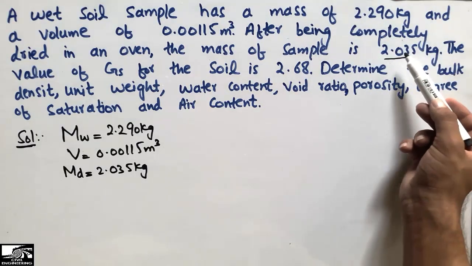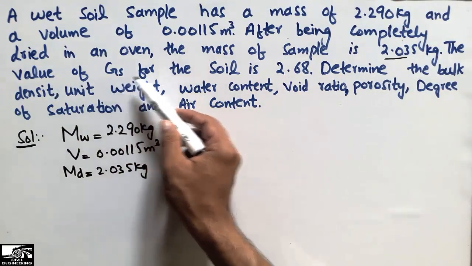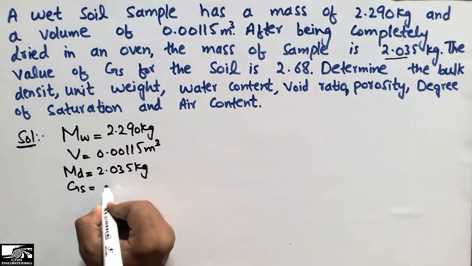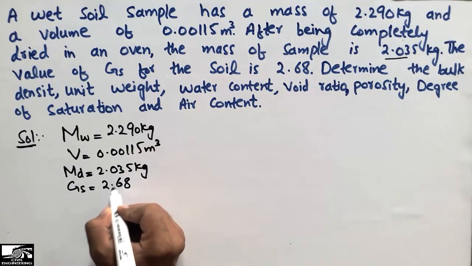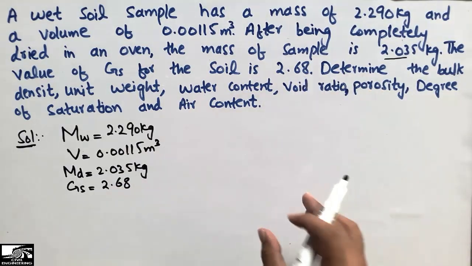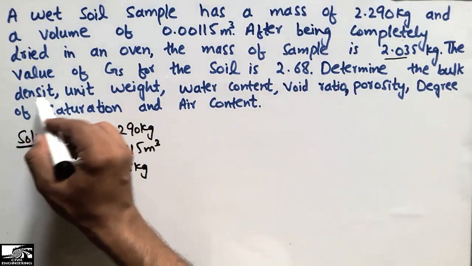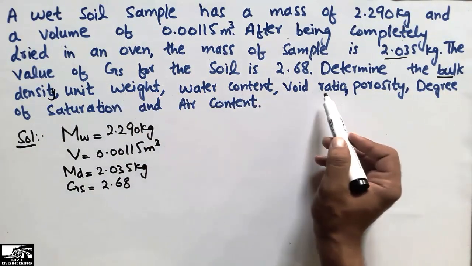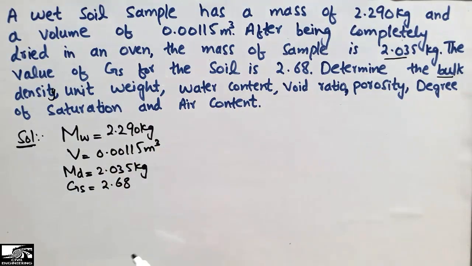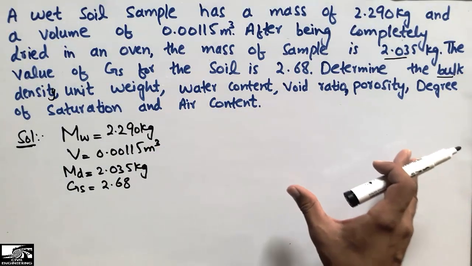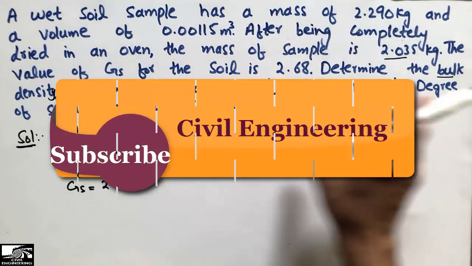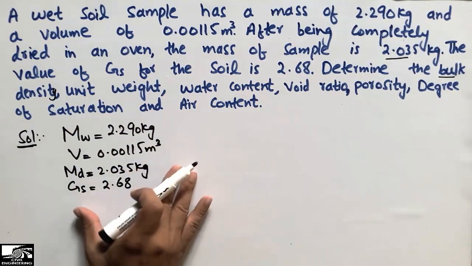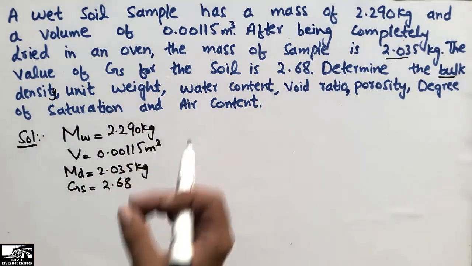The value of Gs for the same soil is 2.68. The value of Gs means the specific gravity of the soil sample is 2.68. It is also given to us, and we want to determine the bulk density, unit weight, water content, void ratio, porosity, degree of saturation, and the air content. These different unknown parameters used in soil mechanics are mostly unknown to us, and we will find them one by one in this problem. According to the given data, we will solve our problem and find the unknowns.